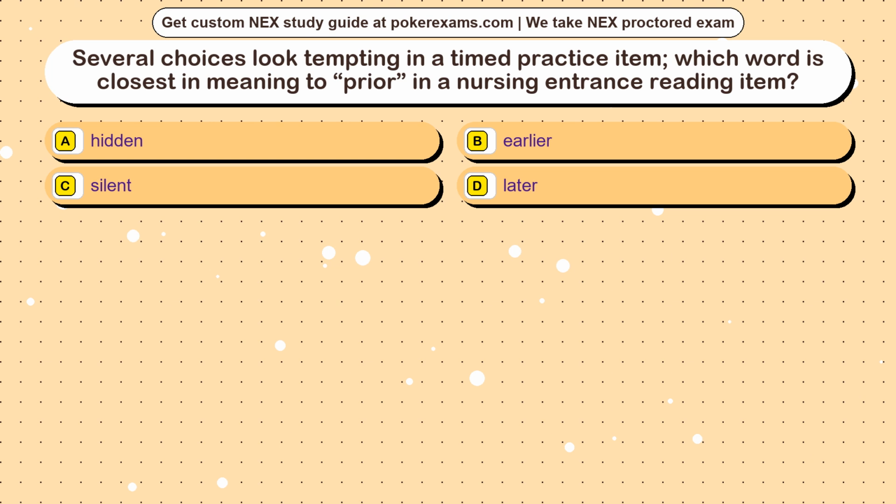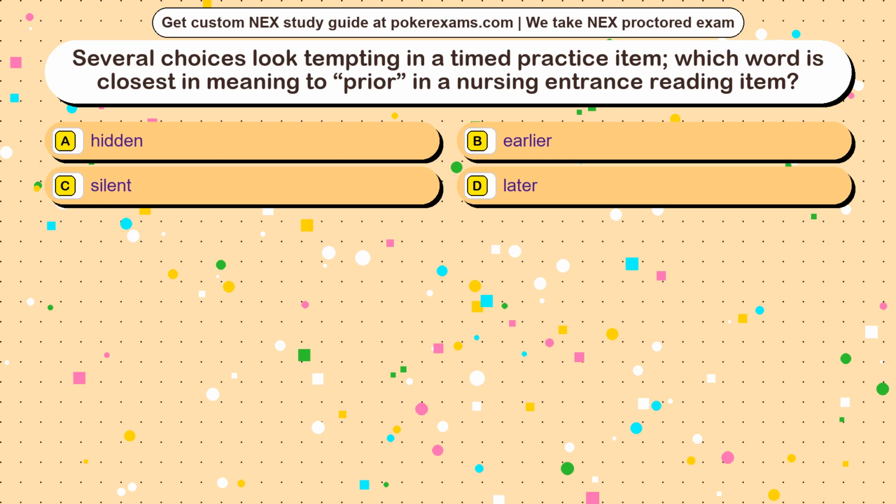Question 12. Several choices look tempting in a timed practice item. Which word is closest in meaning to prior in a nursing entrance reading item? Option A, hidden. Option B, earlier. Option C, silent. Option D, later.